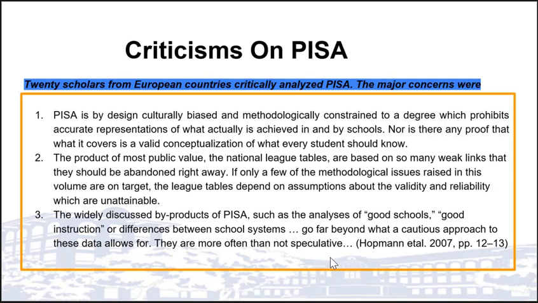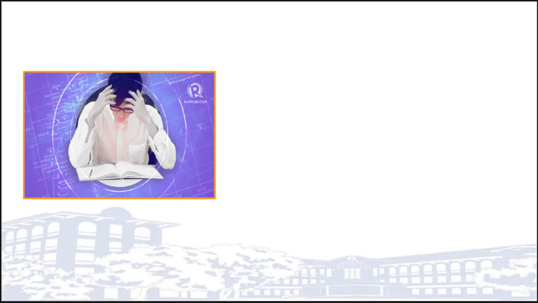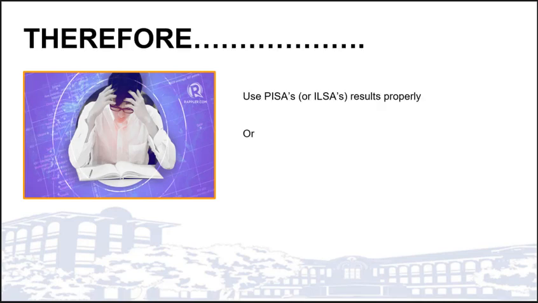Lastly, the widely discussed byproducts of PISA, such as the analysis of good schools, good instruction, or differences between school systems, go far beyond what a cautious approach to this data allows for. They are, more often than not, speculative. If PISA, as well as TIMSS, do not change based on these criticisms, or if they continue to interpret their results beyond what the data is capable of, then education systems should either use PISA results with extreme caution or simply stop participating in it.